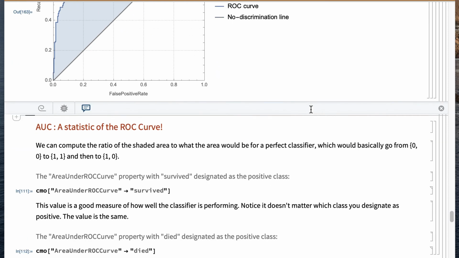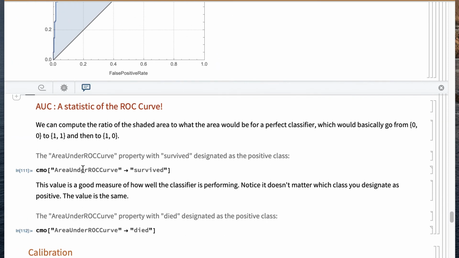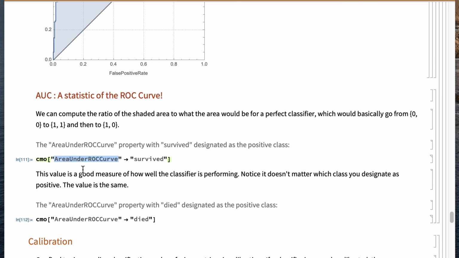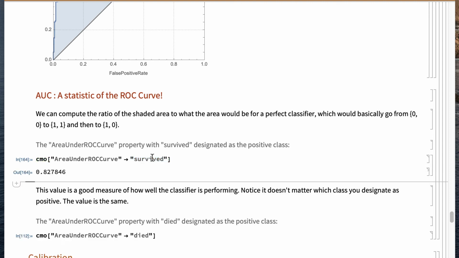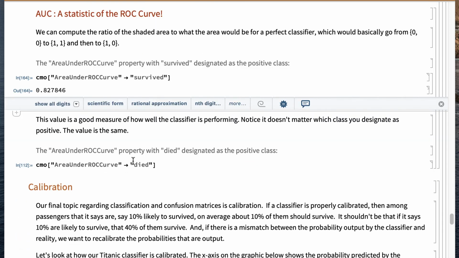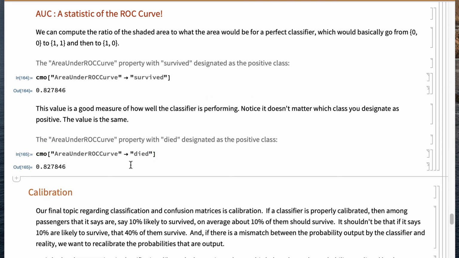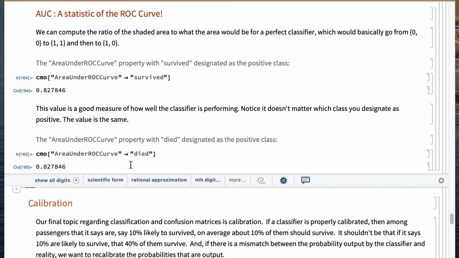The Wolfram language, the classifier measurements object, has this AUC property. It calls it area under ROC curve. And again, you can designate the positive class. It's 0.827. Or if you want to do this whole exercise using died as the positive class, you get the same area under the ROC curve. That's right, the area under the ROC curve stays the same.